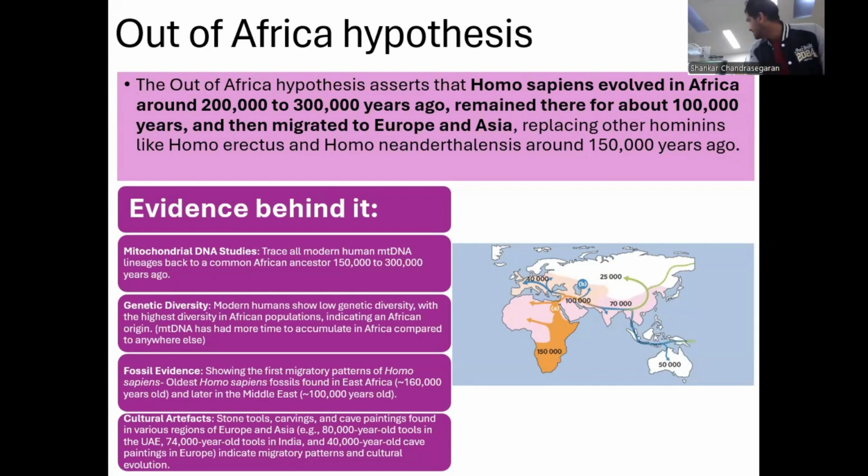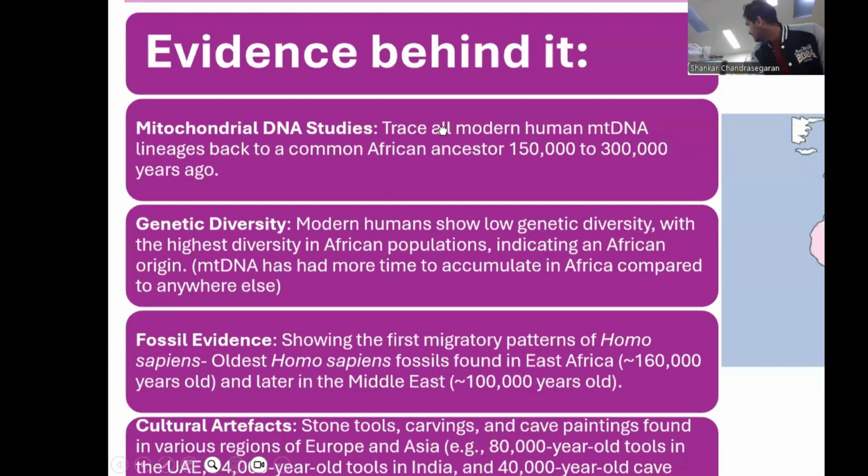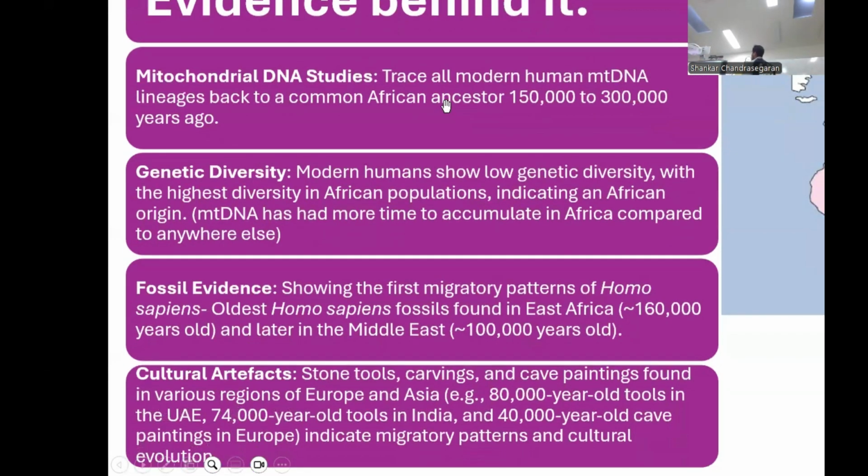The first one is talking about mitochondrial DNA studies. If we actually trace back all modern humans' mitochondrial DNA, like we could because of the low recombinance, we can actually start to trace it back. We see that there is a lineage that goes back to a common African ancestor somewhere around 150 to 300,000 years ago. So it's basically a line of inheritance that we can follow all the way back to a common African ancestor. That's the first one, mitochondrial DNA study.